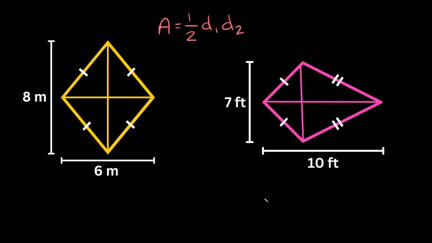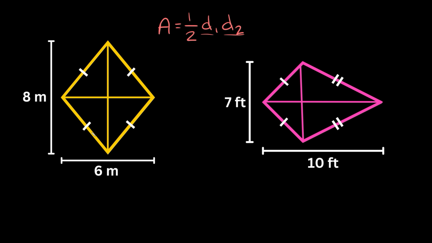So in this video, I'm going to teach you how to find the area of a rhombus or a kite. Luckily, to find the area of these two shapes, you use the exact same formula, which is this one right here. The area of a rhombus or kite is equal to 1/2 d1 times d2, where d1 and d2 are the lengths of these diagonals that are inside of a rhombus or kite.